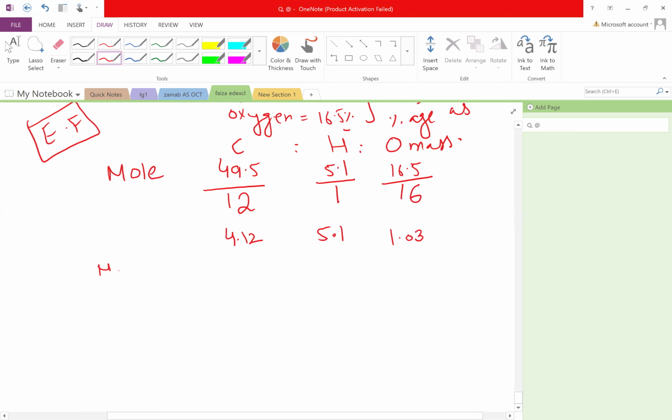We have to find the mole ratio, isn't it? So how to find the mole ratio? First step moles, second step mole ratio. How to find the mole ratio now? We will divide all the values by the smallest number. What is the smallest number over here? 1.03. So 1.03, 1.03, 1.03. So tell me what the answers are coming.